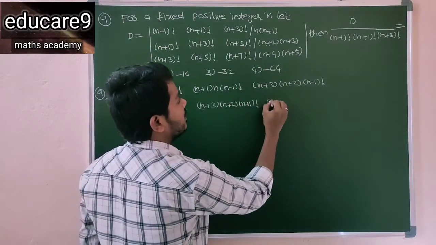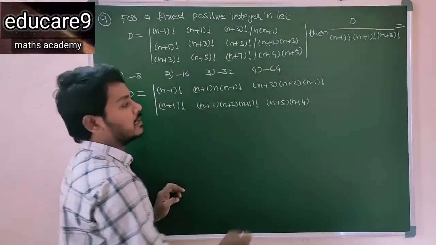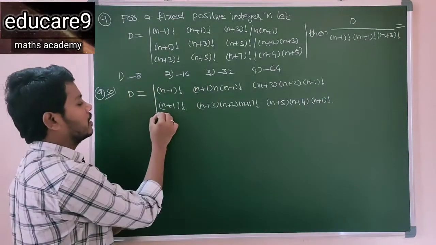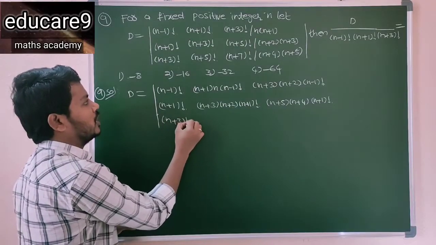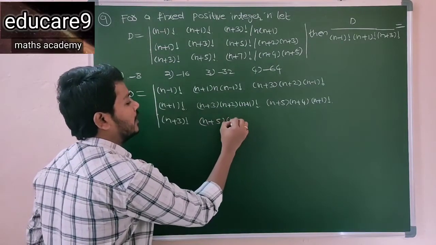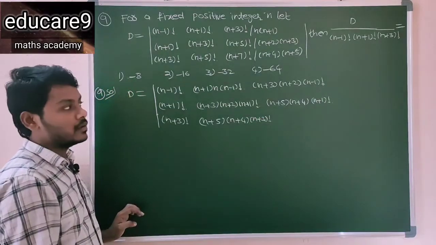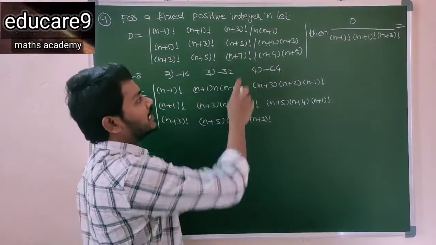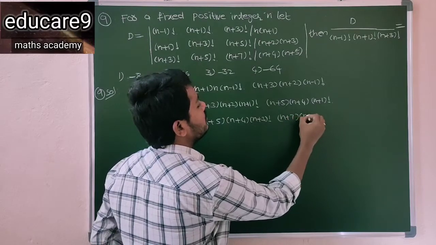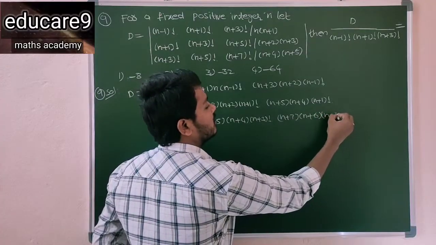Next, this can be written as (n+5)(n+4)(n+3)(n+2) get cancelled, you will get (n+1) factorial. Next here, (n+3) factorial. This (n+5) factorial is written as (n+5)(n+4)(n+3) factorial. Okay. So next, (n+7) factorial can be written as (n+7)(n+6)(n+5)(n+4) get cancelled, this is (n+3) factorial.